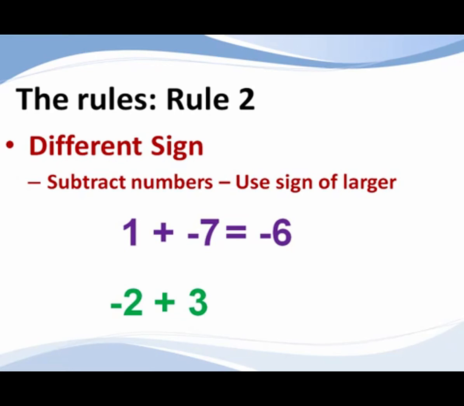How about -2 plus 3? The signs are different, a negative and a positive. Subtract the numbers, 3 minus 2, and use the sign of the larger number, which is +3. The answer is a +1.